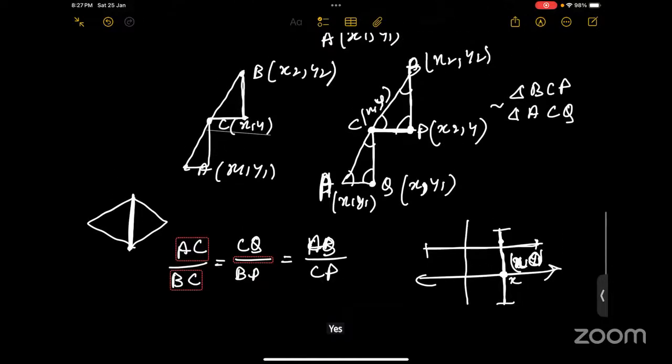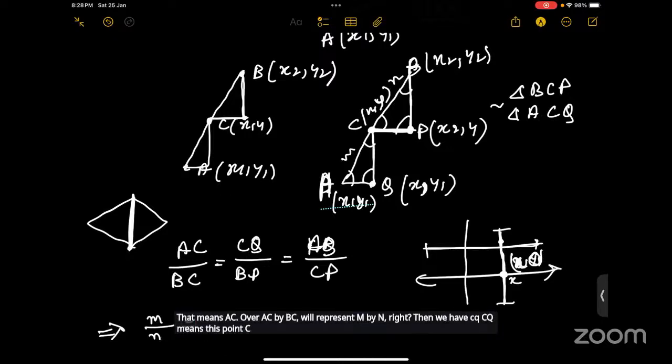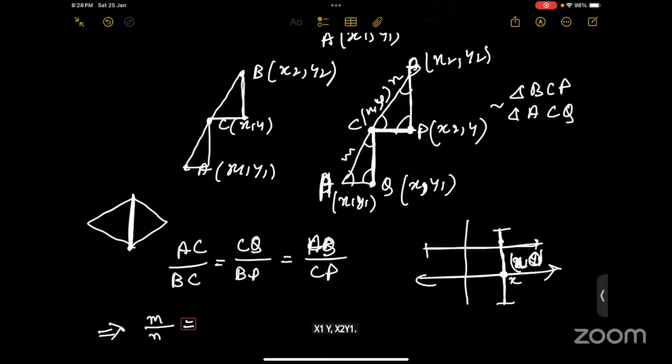Yes, ma'am. Now we have the data that the point C splits the line AB in m:n ratio. That means AC by BC will represent m by n, right? Then we have CQ. CQ means this point C and Q. So we can calculate the length. What is the length of the line CQ? Y1 minus Y, right? Or Y minus Y1, right?